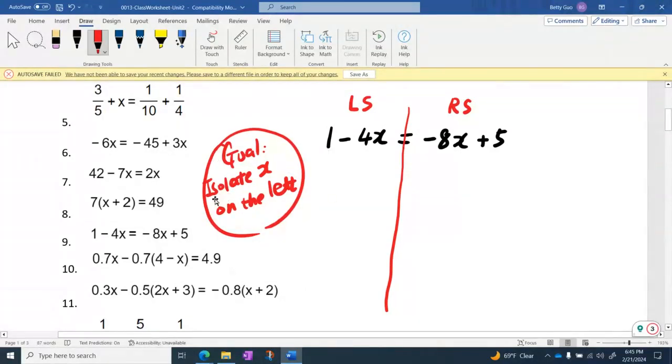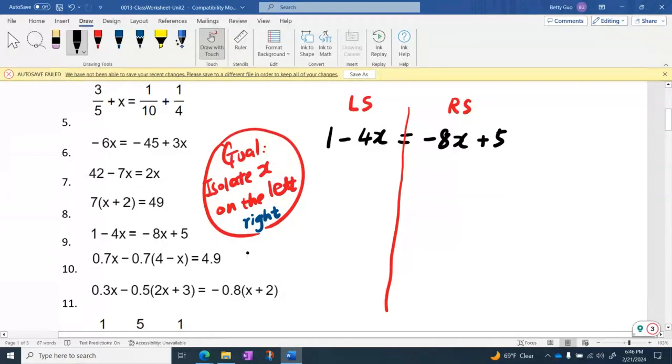The goal, whenever we solve a linear equation in one variable, is to isolate the variable on the left side. Sometimes it's more convenient to isolate the variable on the right side. It depends, but most of the time, it's more convenient to isolate the variable on the left side. So for this question, I'm going to isolate the variable on the left side. All right, how do we do that?